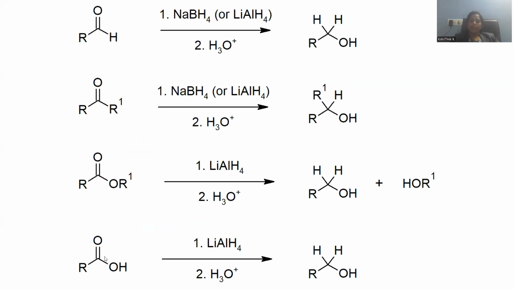And there is a comparative reactivity between sodium borohydride and lithium aluminum hydride. Aldehyde in both cases gives rise to a primary alcohol. Ketone in both cases gives rise to a secondary alcohol. But esters selectively go for reduction with lithium aluminum hydride, but not with sodium borohydride. Carboxylic acid selectively goes for reduction with lithium aluminum hydride, but not with sodium borohydride. Sodium borohydride being a mild reagent compared to lithium aluminum hydride, that is the reason why ester and carboxylic acid are not reduced by sodium borohydride.